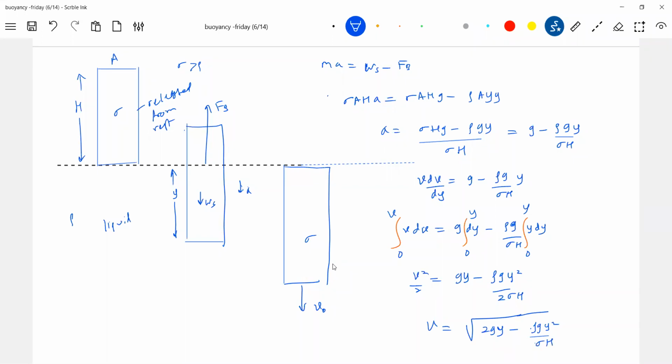Look at the speed. Will it increase or decrease? Speed of this rod, will it increase? As it is getting into the liquid, the speed will increase here. What will the acceleration be? Increases or decreases? So if you plot the graph, the variation, the graph will be of this kind. This is for acceleration.